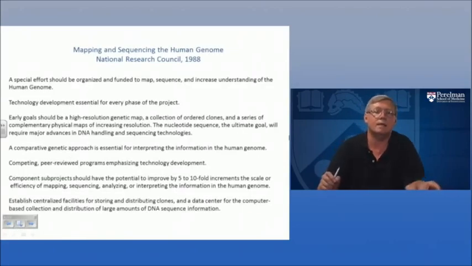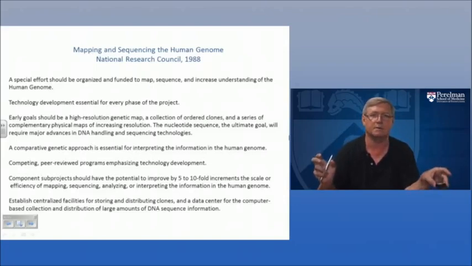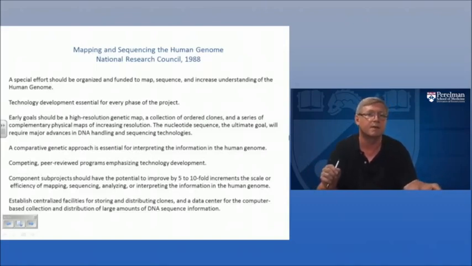So by 1988, there had been a fair amount of consensus reached on what the Human Genome Project might look like and whether it should be initiated. And of course, the conclusion was that it should be initiated, that it was an extremely important piece of information to have a complete data set of all of the human genes and a complete sequence of the human genome.